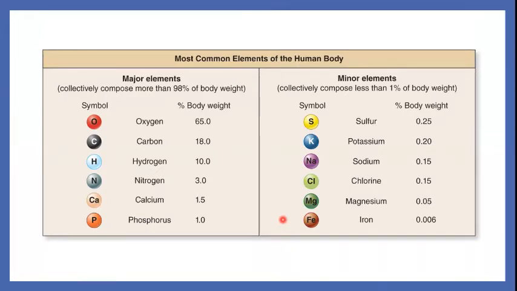Just as a tip, when it comes to the exam, I typically throw one question about this table in there. It could say, which of the following is a major element? Then it would list off sulfur, potassium, nitrogen, and sodium. Could you know that nitrogen was a major element? Just kind of gives you an idea of what that exam question could look like.